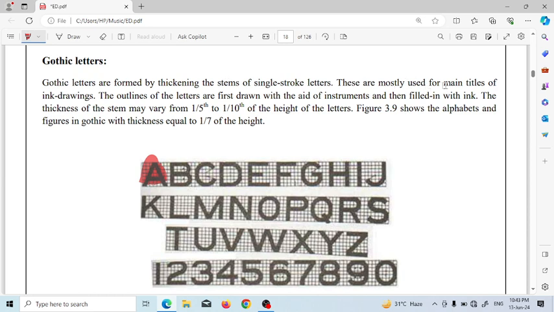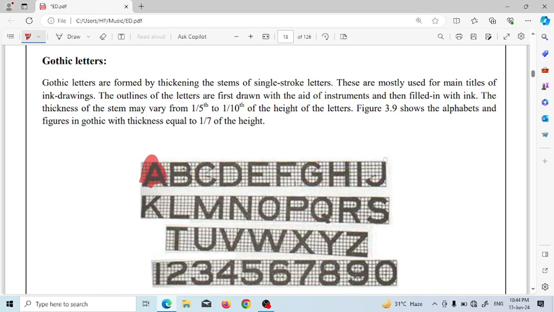They are mostly used for the main title of an ink drawing. The outlines of the letters are first drawn with the aid of an instrument, then filled with ink. So first draw with the instrument, then fill with the ink. And the thickness of the stem may vary from 1/5 to 1/10 of the height of the letter.